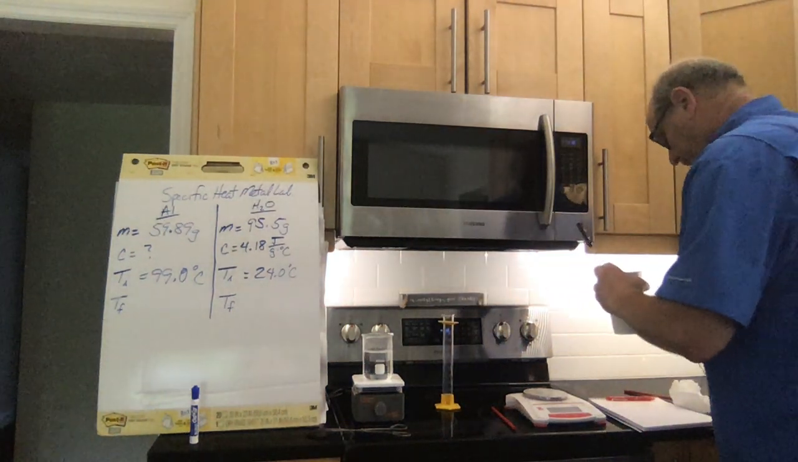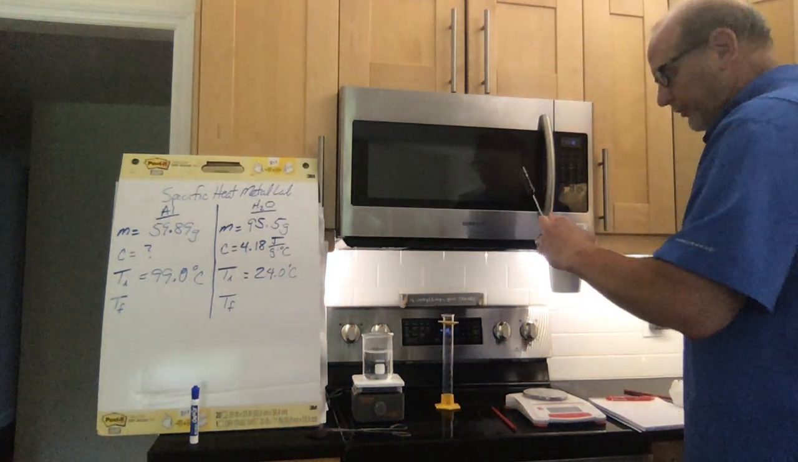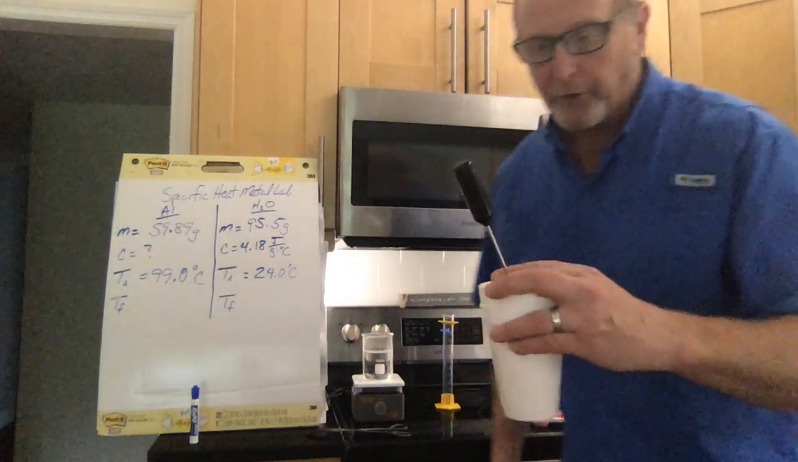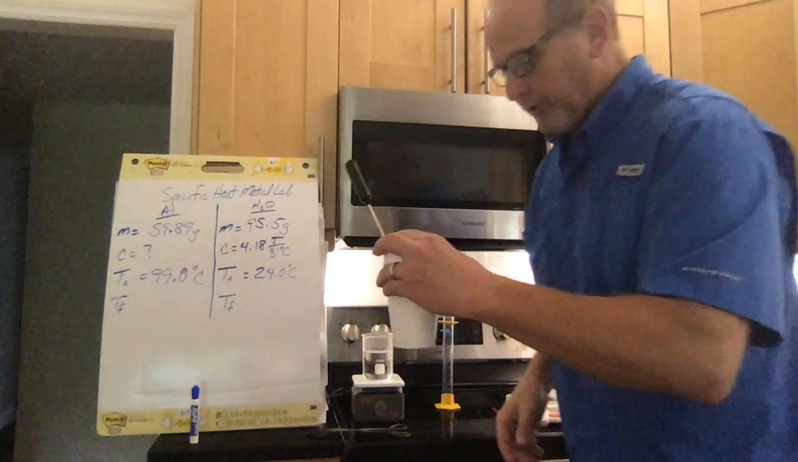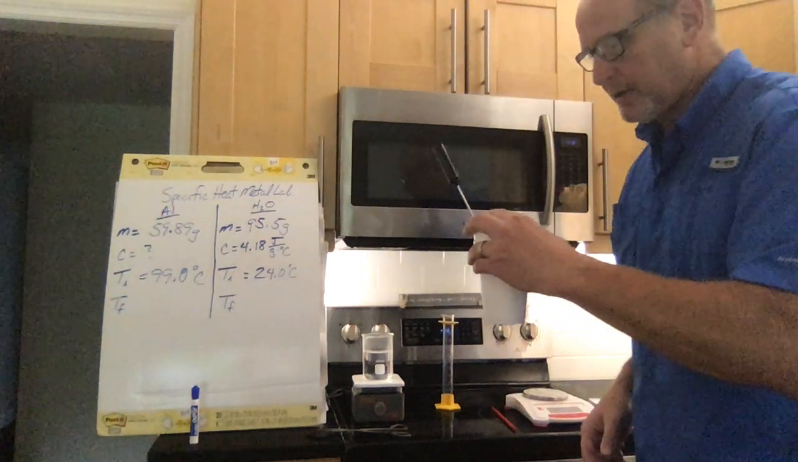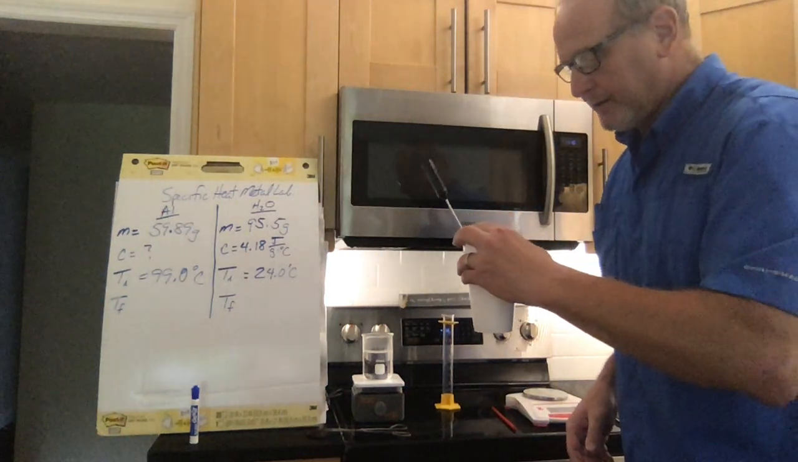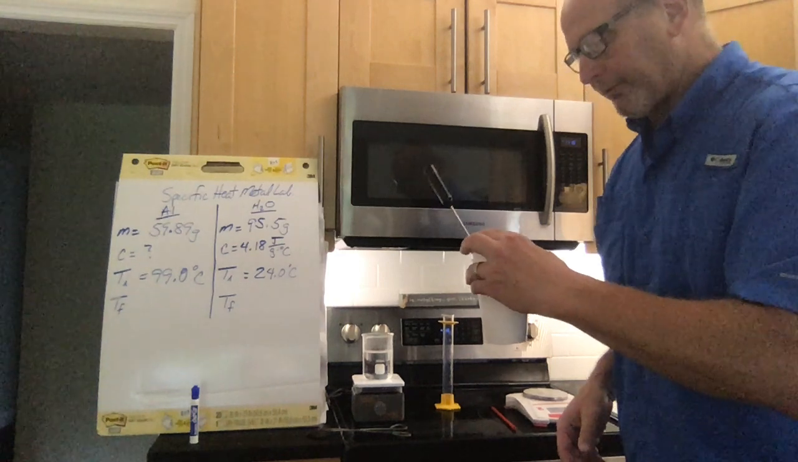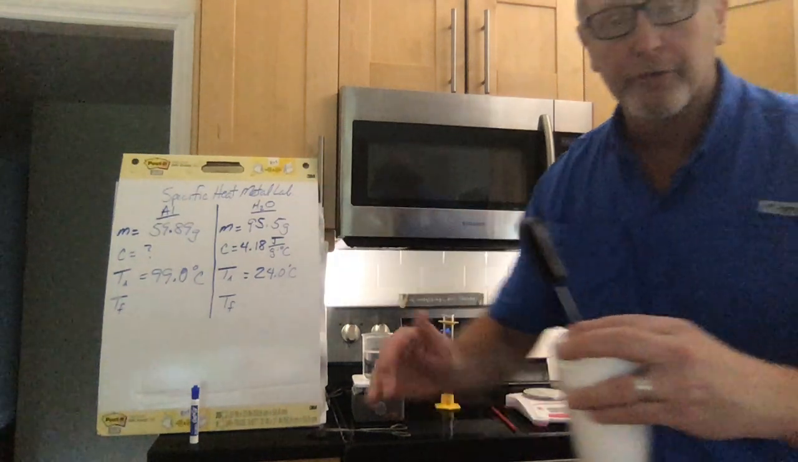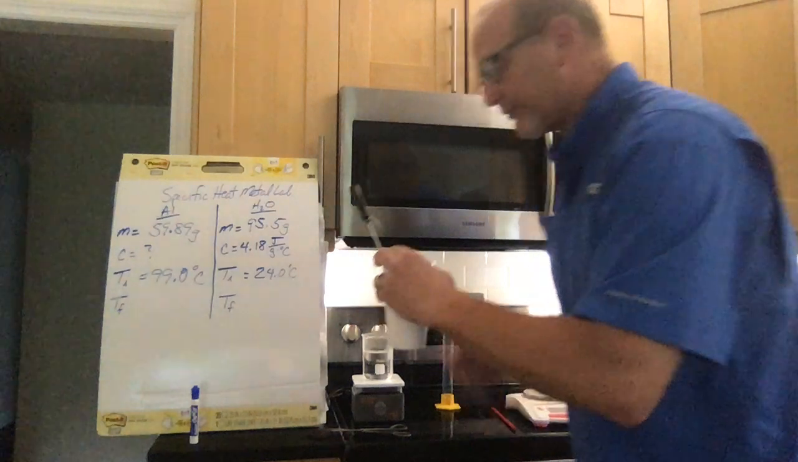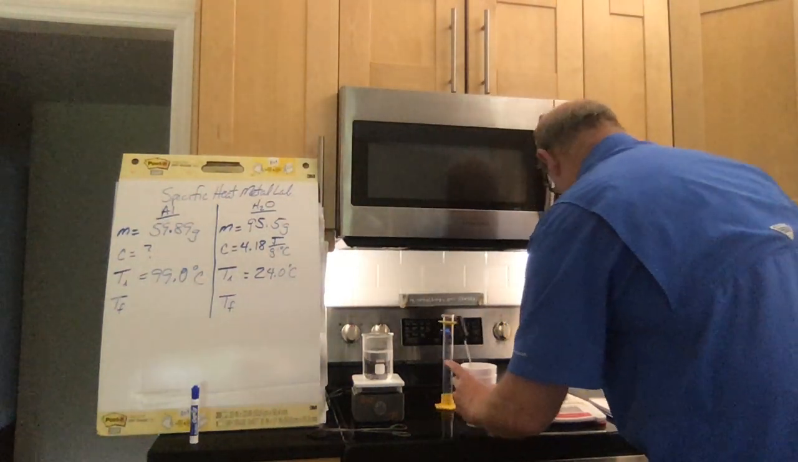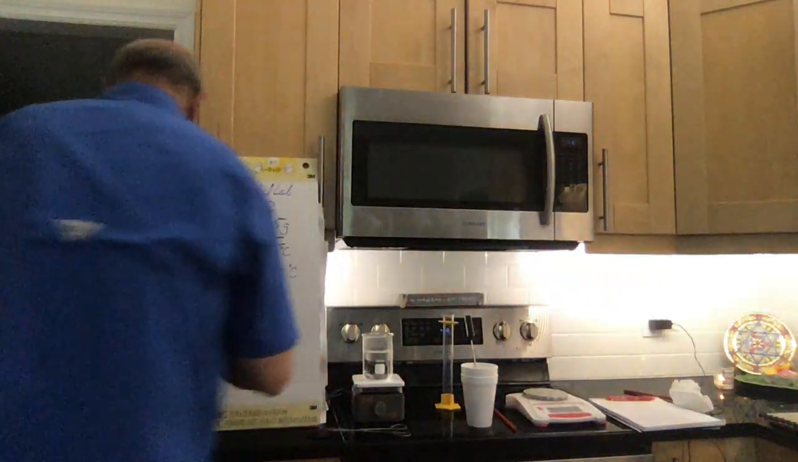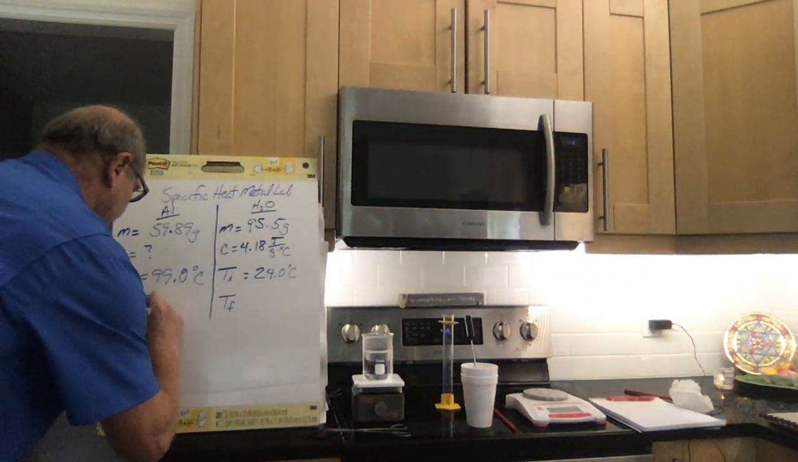29, 30, 32.3, 32.4, 32.5, 32.6, 32.7, 32.8, 32.8, and 32.6. And we're going down now, 32.6, 32.5. So 32.8 was our highest temperature. Now that was the final temperature of both.